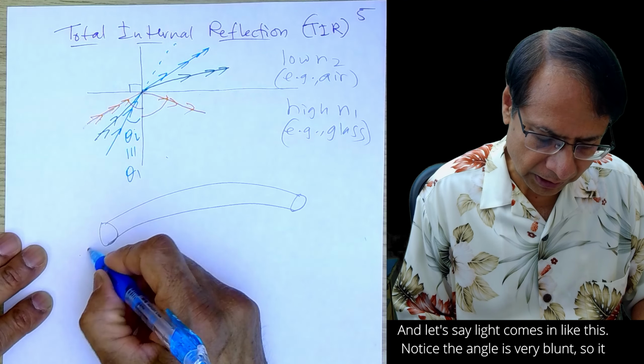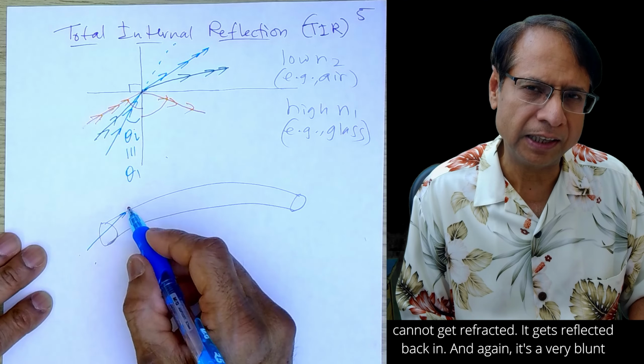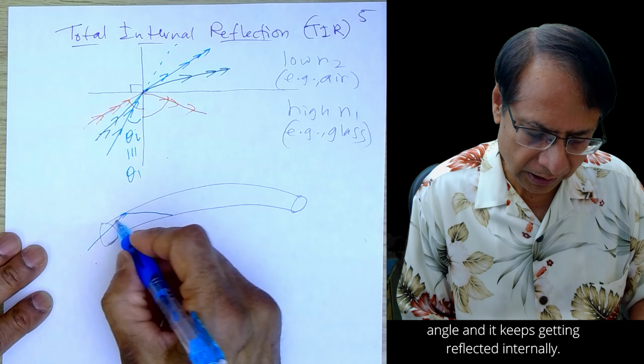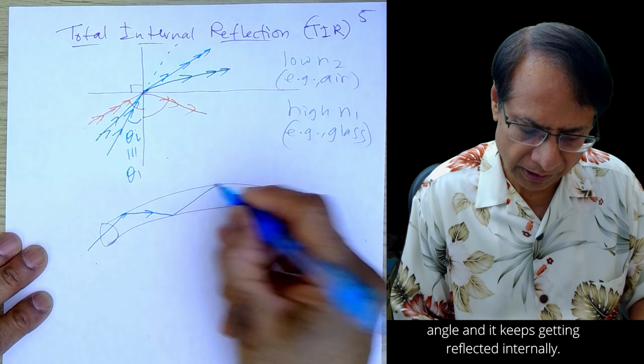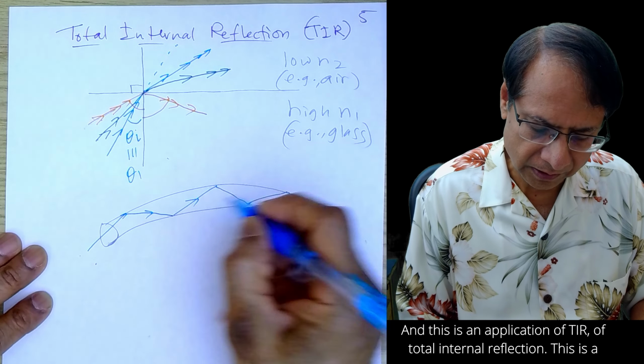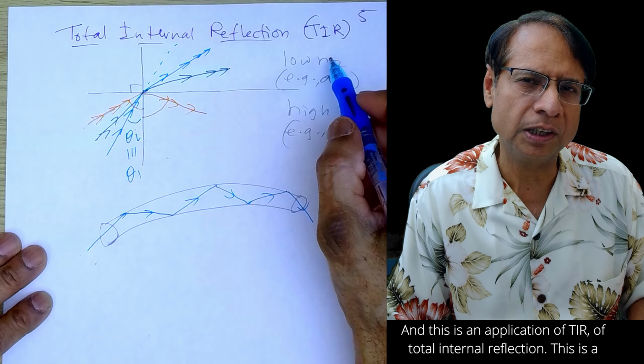And let's say light comes in like this. Notice the angle is very blunt, so it cannot get refracted. It gets reflected back in. And again, it's a very blunt angle, and it keeps getting reflected internally. And this is an application of TIR, of total internal reflection.